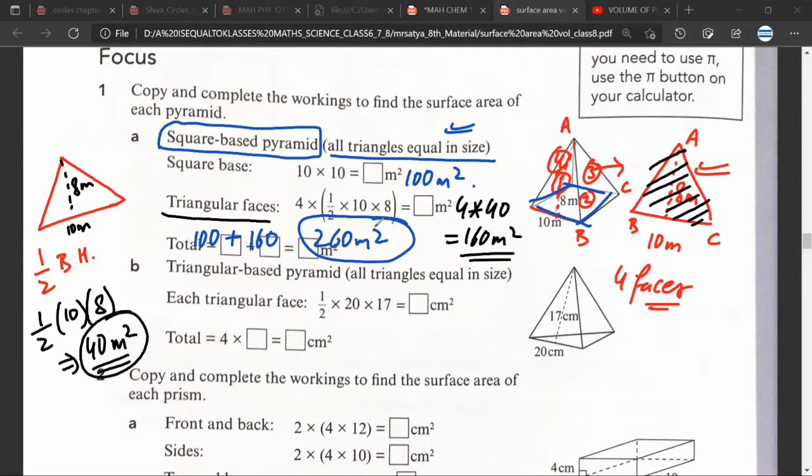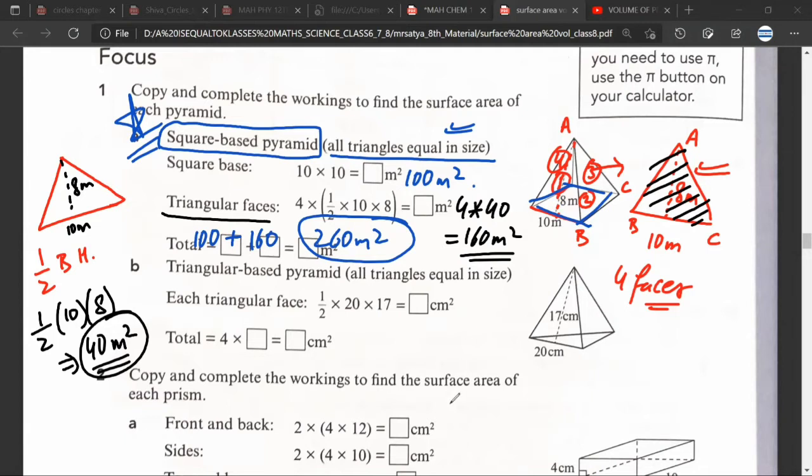Mr. Sarthak, any doubt? No, sir. Now this is how you find the total surface area of a square based pyramid. Have we understood what is the meaning of a square based pyramid or not? Because that is very important for us. Understood, Mr. Sarthak? Yes. Any doubt till here?